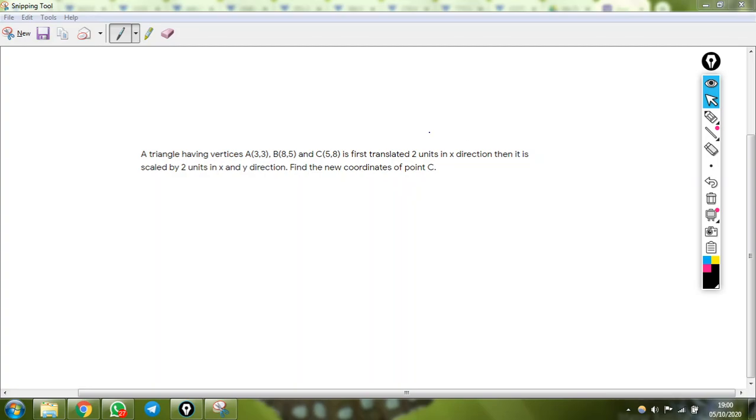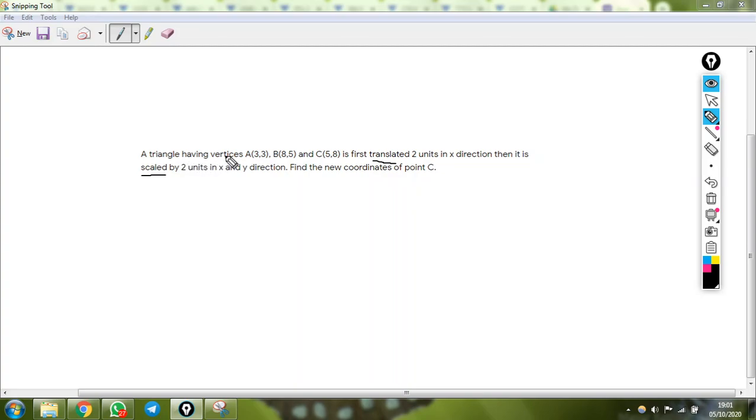Today we'll solve a numerical on the 2D transformation which includes two operations. The first operation is called a translation and the second operation is called a scaling operation. So in case of this multiple operation, we'll see how to solve this numerical. You can read this numerical and note it down.